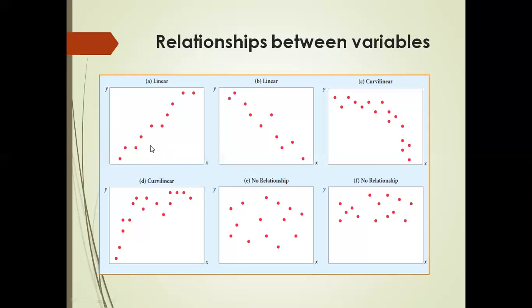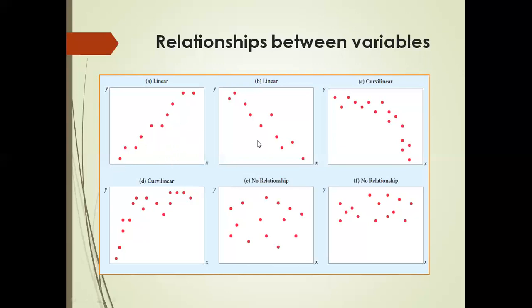So here the value of y increases proportionally with the value of x. Just check these data points. As the value of x increases, the value of y also increases proportionally. So this is all about chart A.